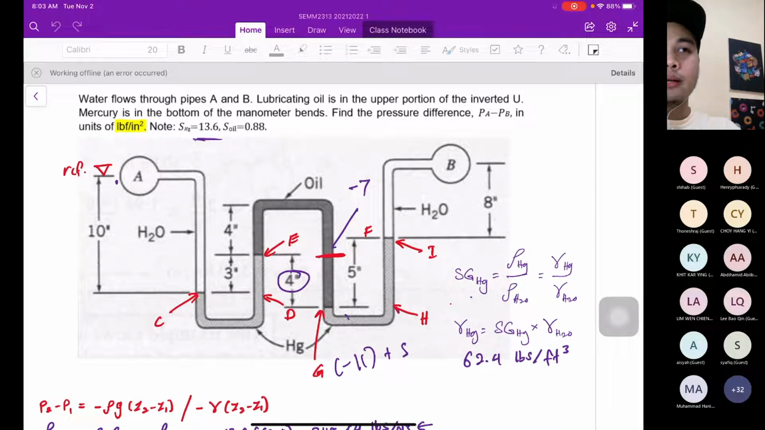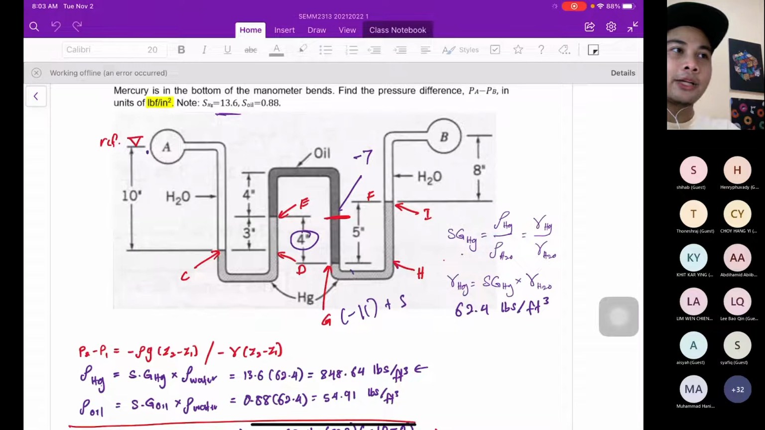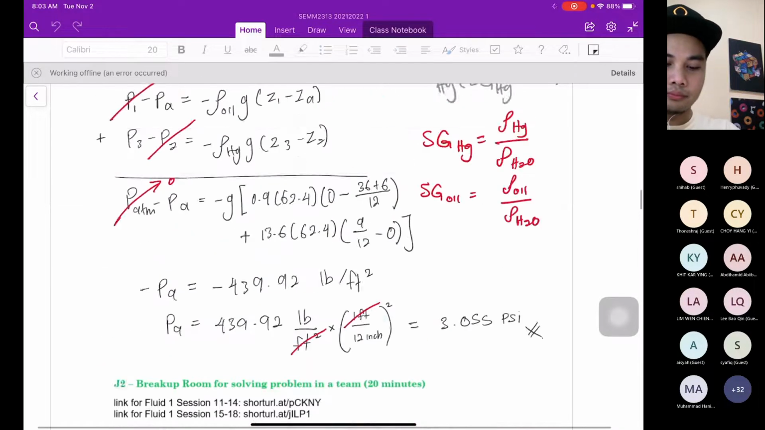The first step, what we did previously, we consider the reference line as the starting point. And then step number 2, we arrange the direction. We assign the direction of our measurement from point A to point B. And finally, we employ the hydrostatic equation. Okay, so do you still remember the hydrostatic equation, which is P2 minus P1 equal to negative gamma or rho g, bracket Z2 minus Z1.